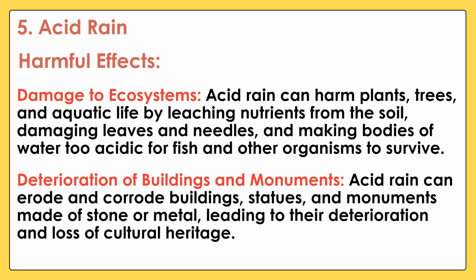Second is deterioration of buildings and monuments. Acid rain can erode and corrode buildings, statues, and monuments made of stone or metal, leading to their deterioration and loss of cultural heritage.